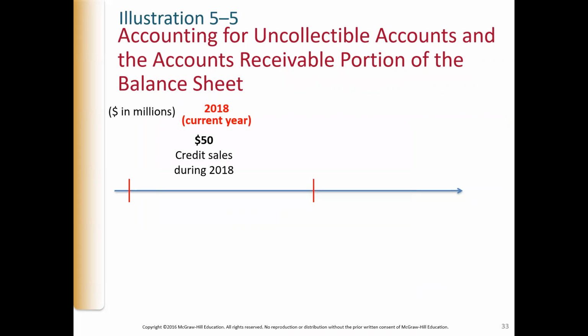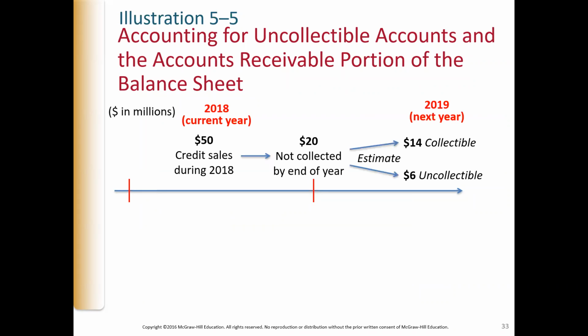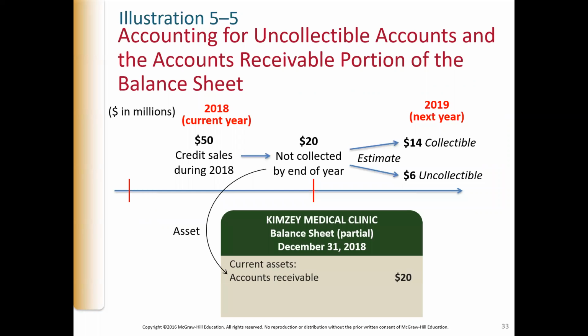Now, let's think about this, guys. In a timeline, in year 18, which is the current year, we have credit sales of 50 million. At the end of the year, we've still not collected 20 million of it. So that's an accounts receivable sitting in the balance sheet. We estimate what percent of that's not going to be collectible, which is the 6 million, which ends up showing us our net receivable of 14 million.